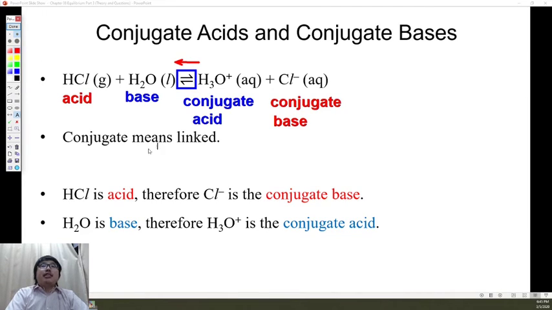Conjugate means linked. HCl and Cl minus are linked: when HCl donates a proton to form Cl minus, we call Cl minus the conjugate base. When H2O as a base accepts a proton to form H3O plus, we call it the conjugate acid. The word conjugate means linked. The reason it is an acid is because in an equilibrium it can go backward.